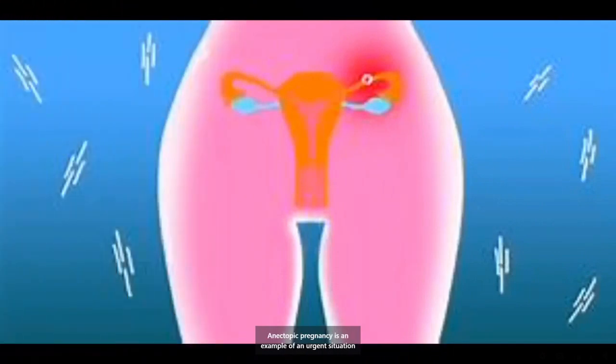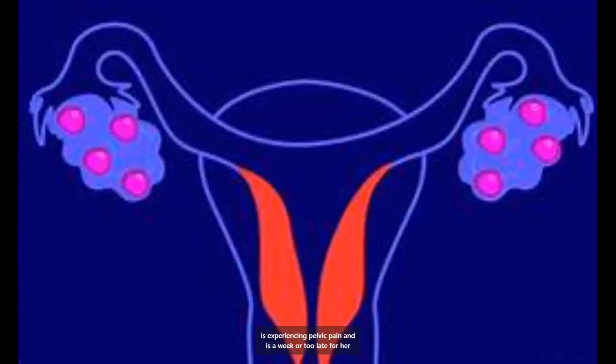An ectopic pregnancy is an example of an urgent situation and a potentially life-threatening cause of pelvic pain. Suspect this condition if a normally menstruating female is experiencing pelvic pain and is a week or two late for her menses or has experienced a menstrual flow different than normal.